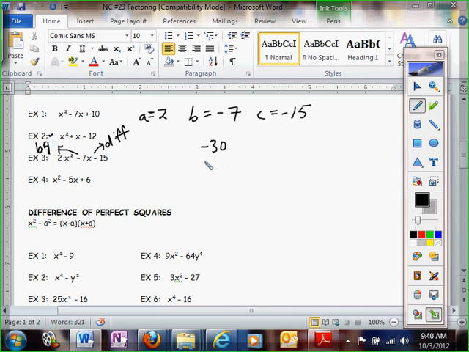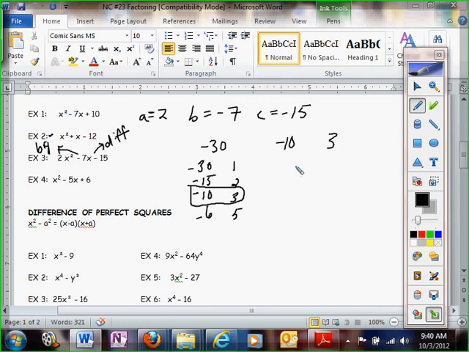So I look at my factors. I have 30 times 1, 15 times 2, 10 times 3, 6 times 5, and I believe that's all the combinations of multiplying to get 30. If the signs are different and the biggest one is negative, which two add to get me negative 7? And that's these two, negative 10 and positive 3.